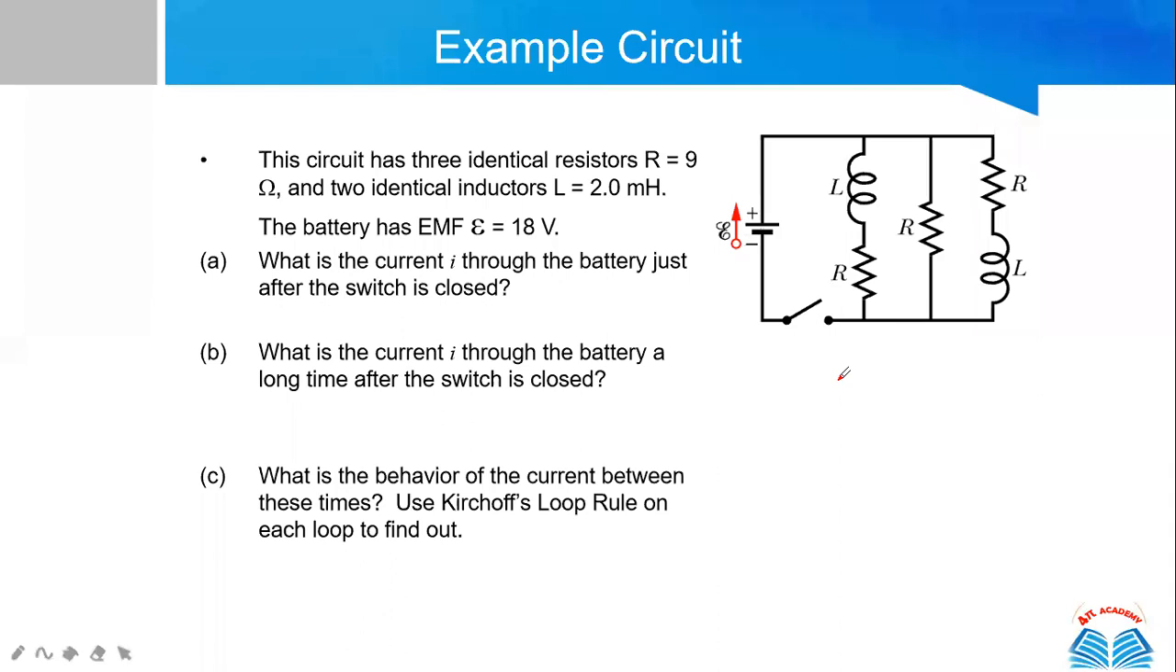What is the current through the battery a long time after the switch is closed? Then we can use Kirchhoff's law through the circuit. In the first loop, we can use Kirchhoff's law. So it becomes E minus L di by dt minus IR. Good. Okay, so you can calculate. You know the recipe. First, we can combine the parallel resistors. Yes, I'm just telling you some tricks.